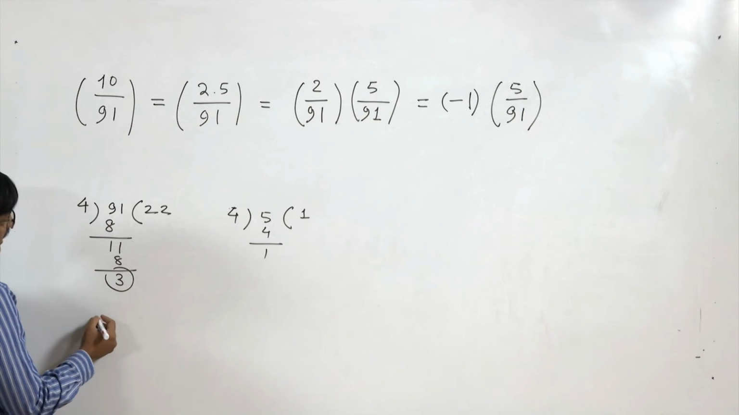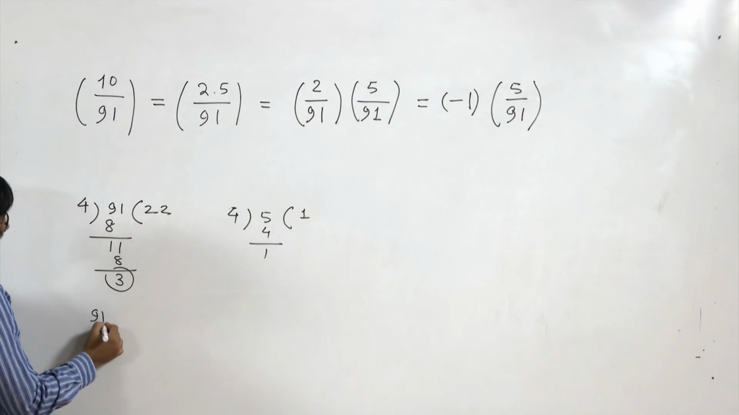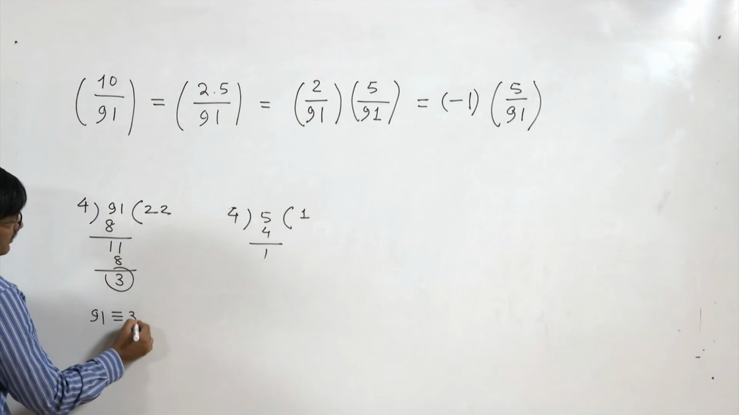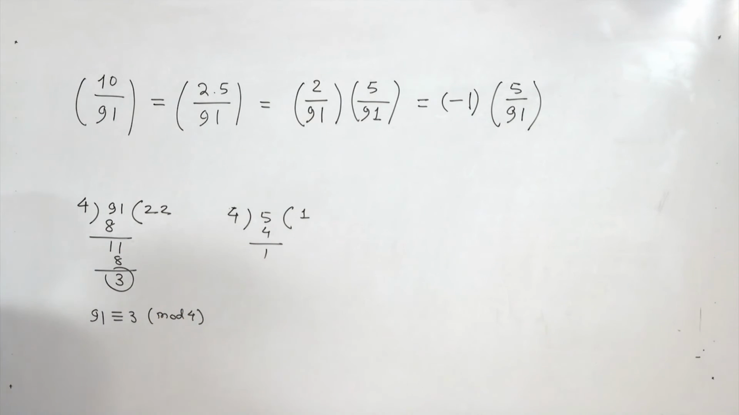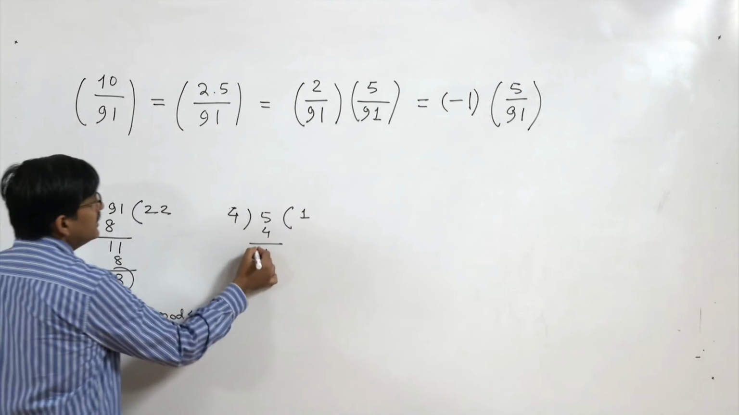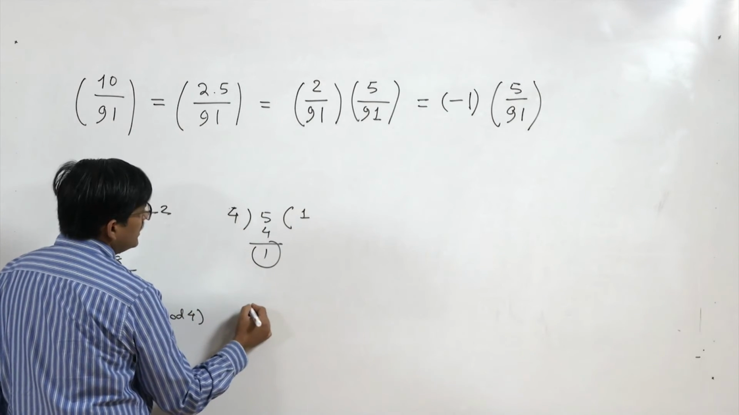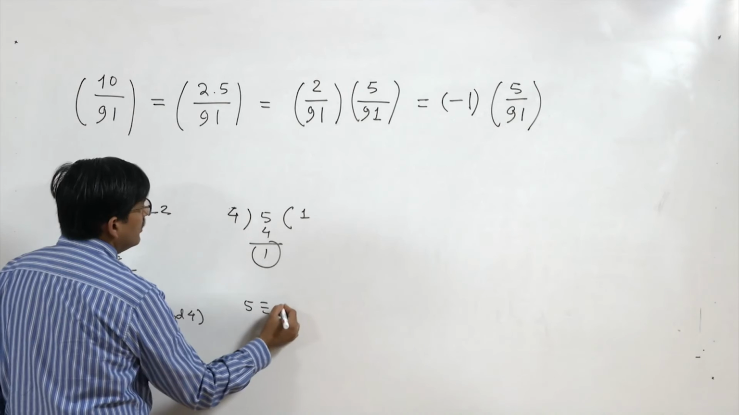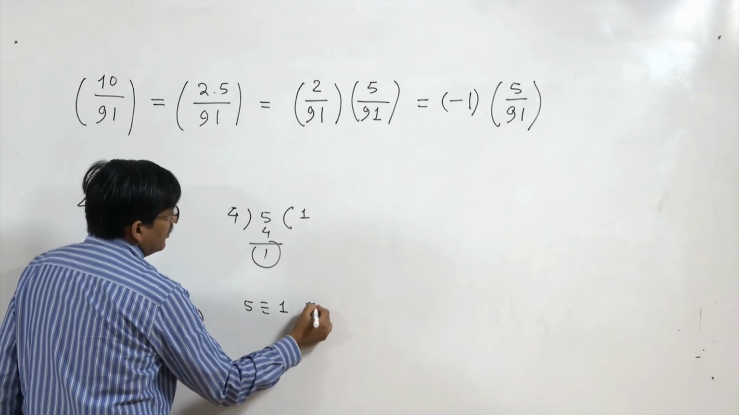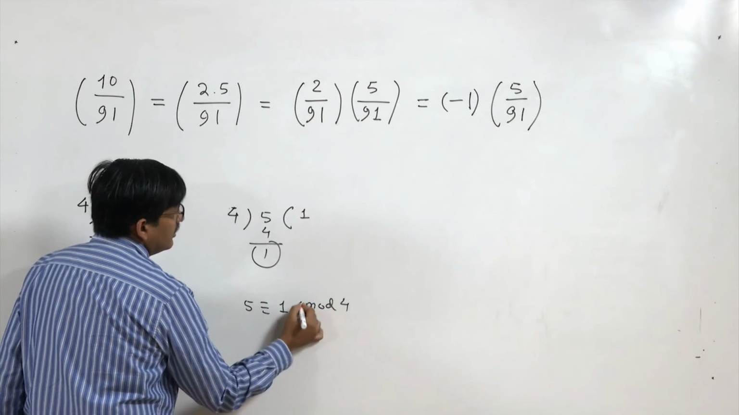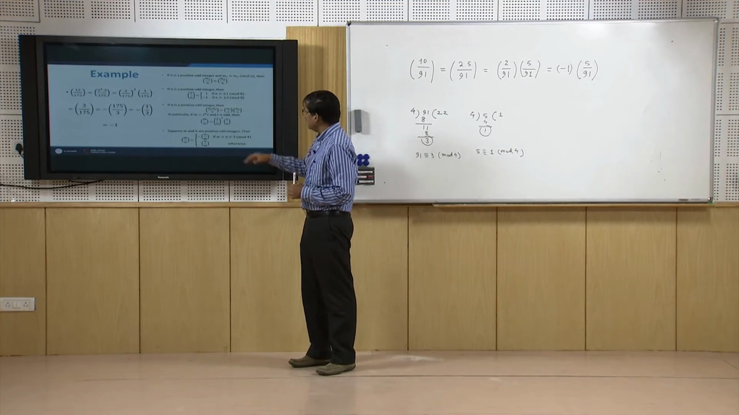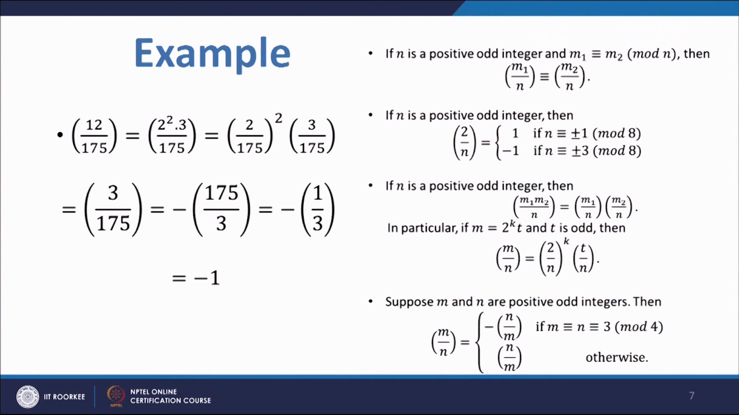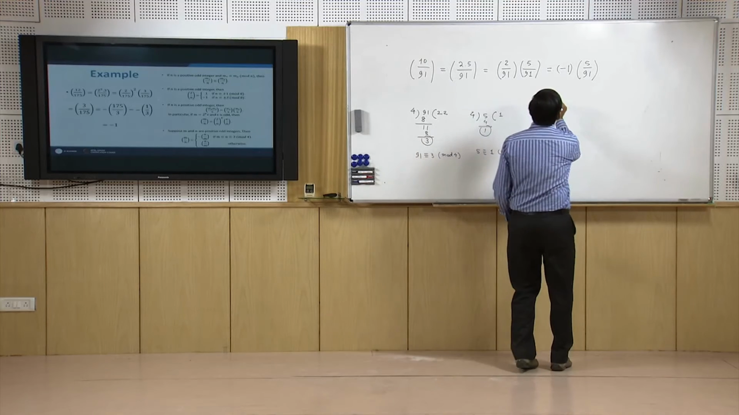So, that means that 91 is congruent to 3 mod 4, and the remainder in this case is 1. That means that 5 is congruent to 1 mod 4. Therefore, we come to the otherwise case here. So, that means I can switch over without doing anything. I switch over without doing anything.